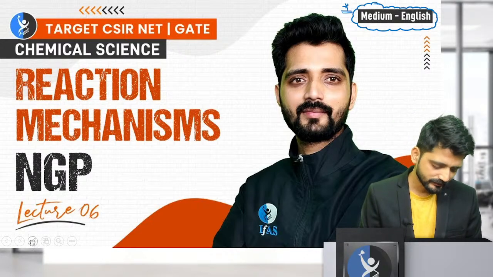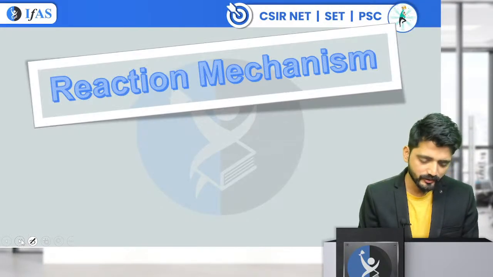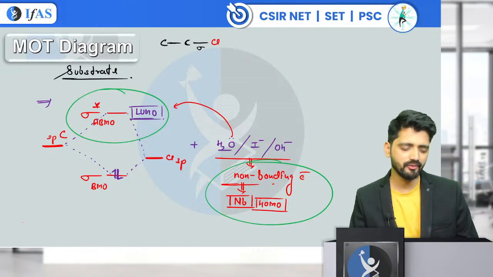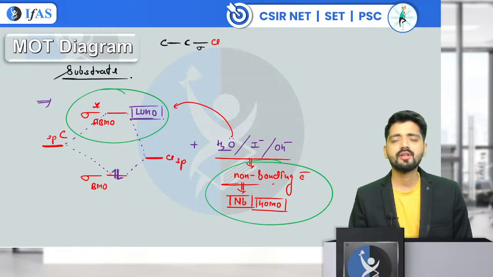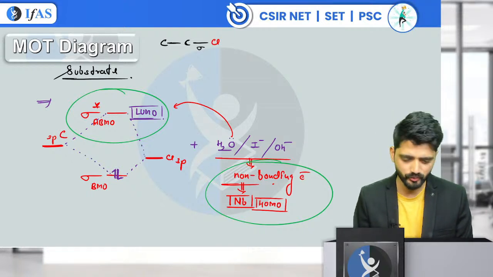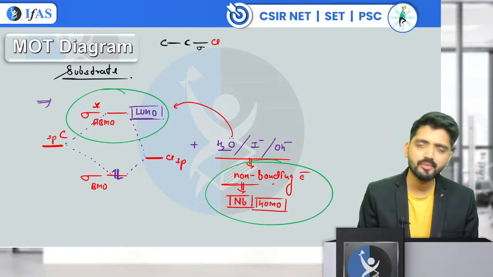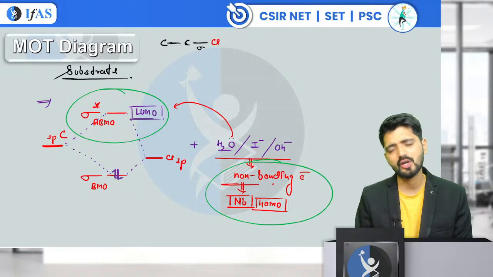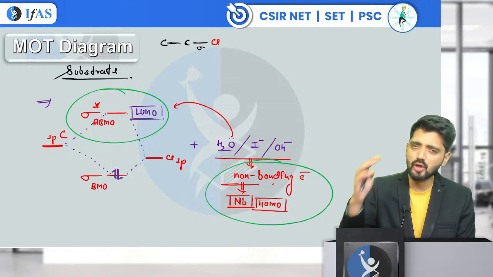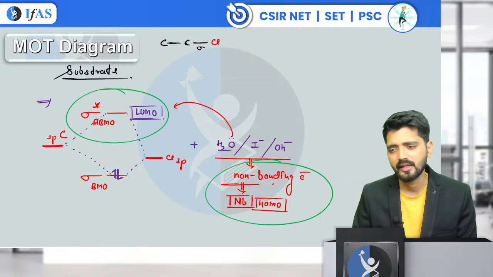Let's begin the class. What we have studied till now is, in lecture number 2 or 3, I think we introduced what is MOT, how molecular orbital theory can explain a substitution reaction. Always from the substrate side, we have seen that a sigma star orbital, which is the LUMO, is involved, and from the nucleophile side, we have seen that a HOMO, which is a non-bonding orbital, is involved.